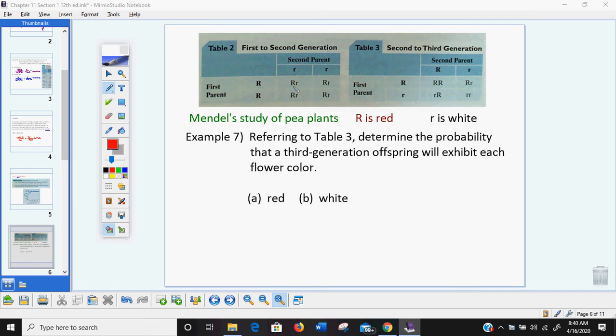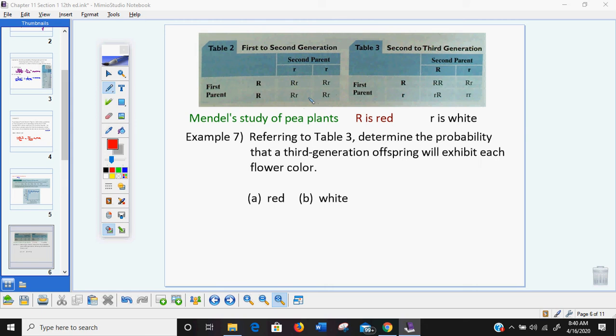Here they can get the R, the capital dominant red, or the white. Here they'll get the dominant red or the white. Here they'll get dominant red or white. And in the last one, dominant red or white. So all of the offspring were red.